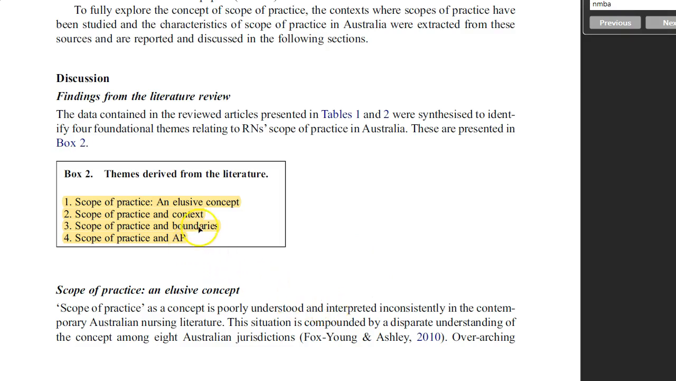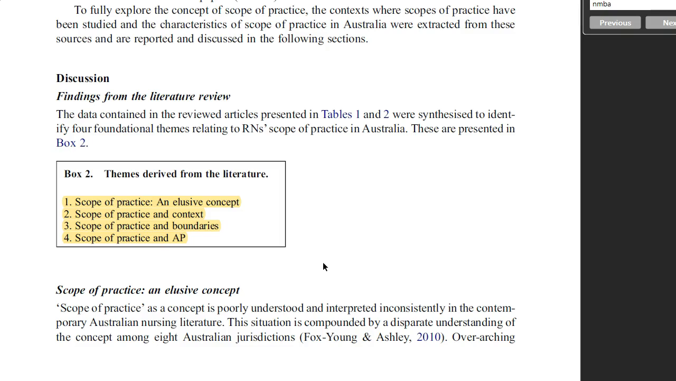Talking about how the context of scope of practice is quite different from one area to another, talking about how the concept of boundaries is built into the idea of scope of practice. So these are my limitations, and outside these limitations are where I'm not supposed to go. And so the connection between the concept of boundaries and scope of practice, and also scope of practice and advanced practice.